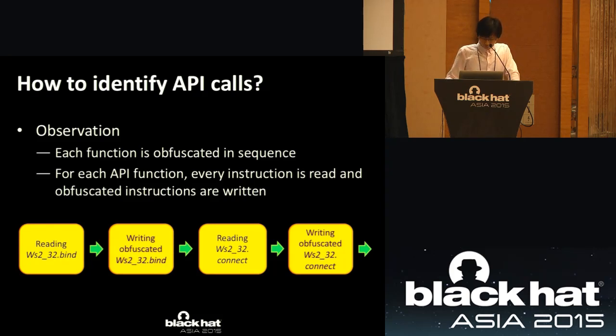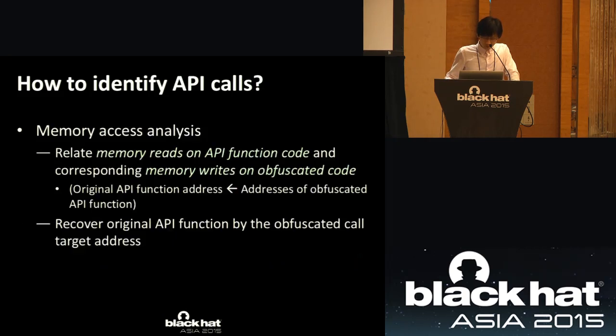So I related memory reads on API function code and the corresponding memory writes of obfuscated code. That is, building a map from addresses of obfuscated API functions to original API function addresses. Then we recover the original API function from the obfuscated call target address.